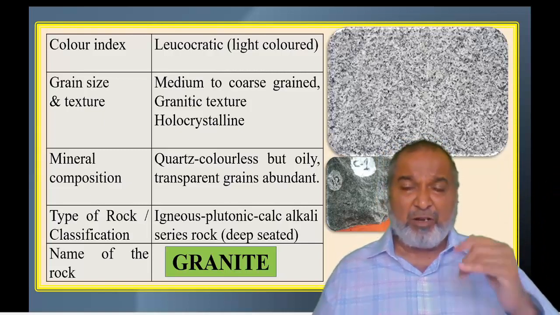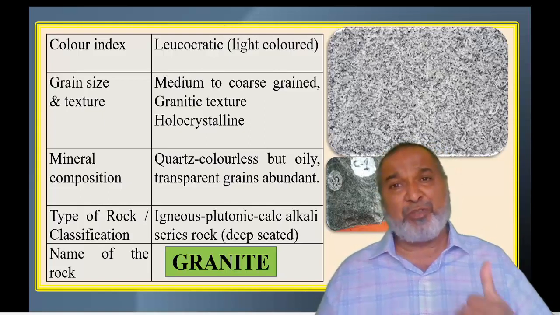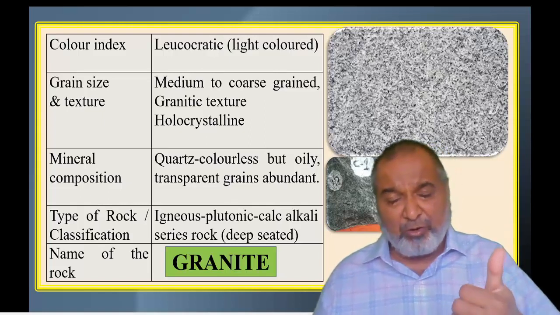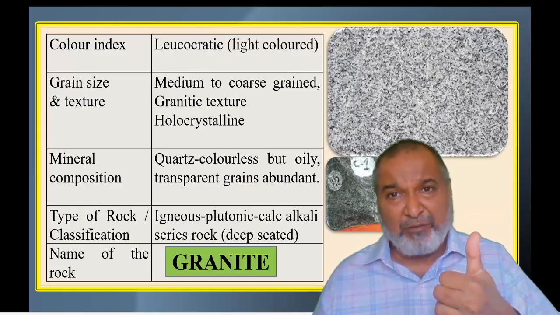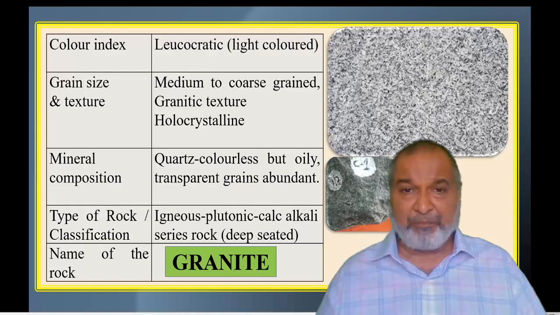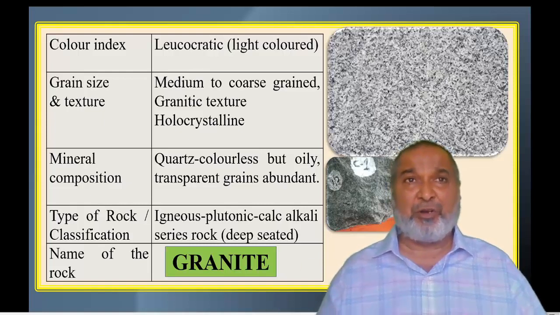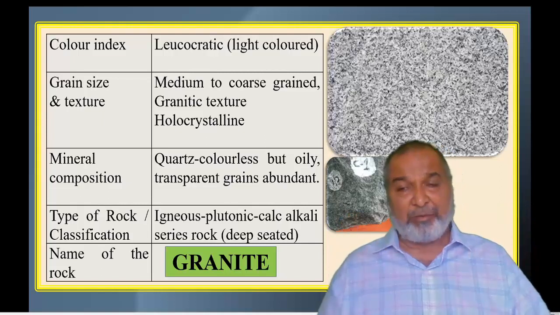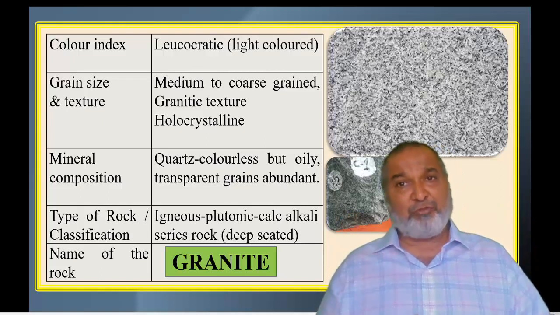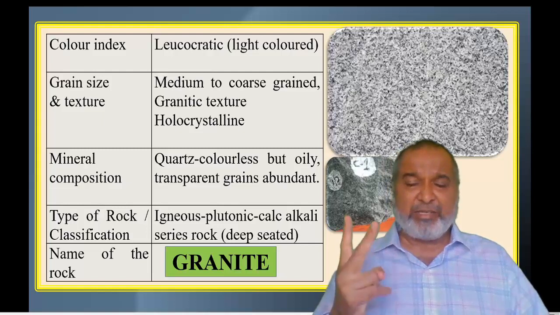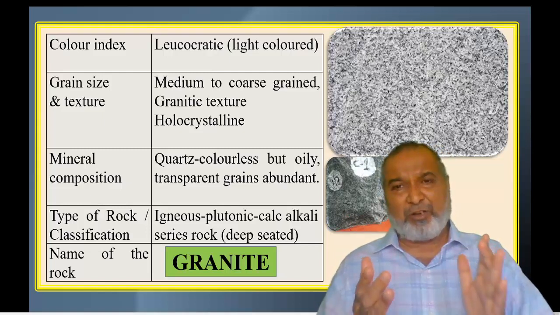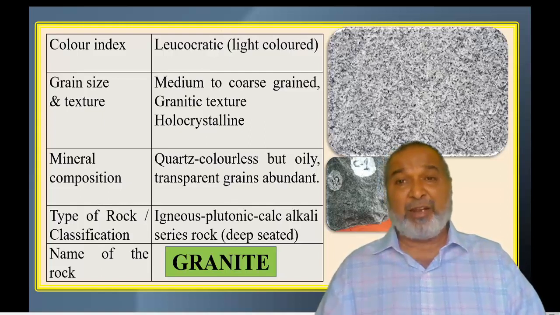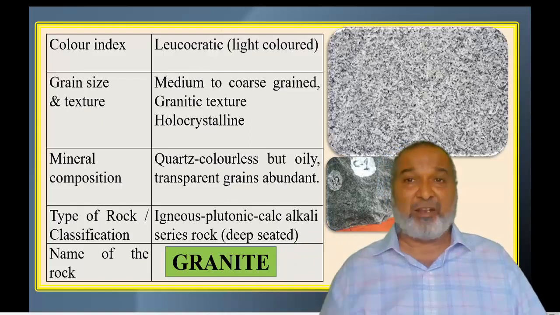Next, we have seen the classification based on grain size. First we saw it on the basis of color, second based on grain size, and the third one we are going to see is the classification based on the feldspar family. In the feldspar family we have two important minerals, plagioclase and orthoclase. Plagioclase is somewhat white and gray in color, whereas orthoclase is flesh red.